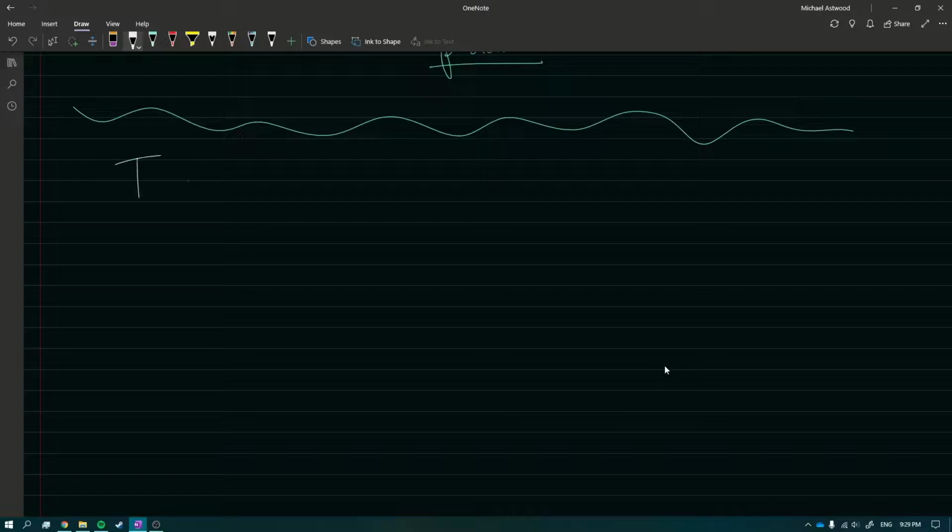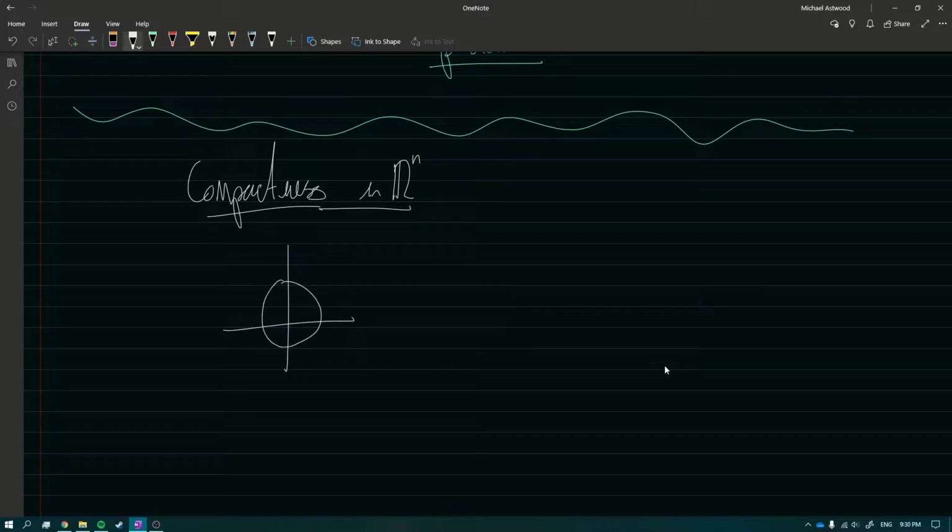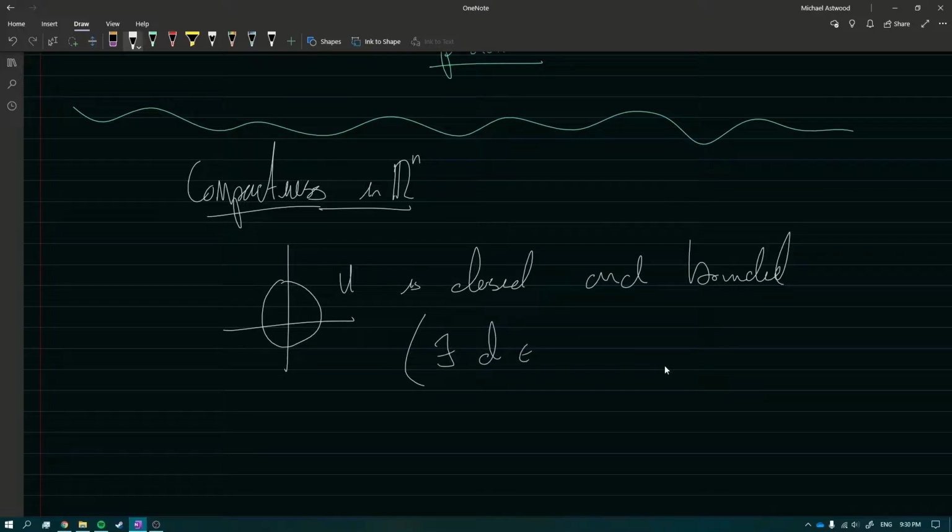Another great property of topology is the notion of compactness. This really deserves its own video, but I'm going to do it now anyways. I'm only going to touch on it in Rn for now. A compact set in Rn is one where, if U is the set, U has got to be closed and bounded. That is, there exists some d in R such that the ball of radius d centered at 0 contains U. So that's what we mean by bounded. It's got some finite diameter d.